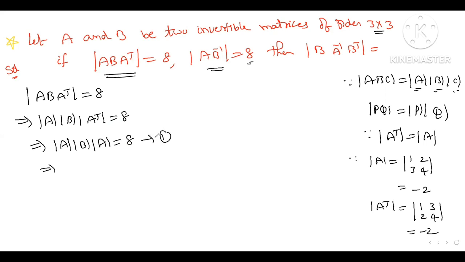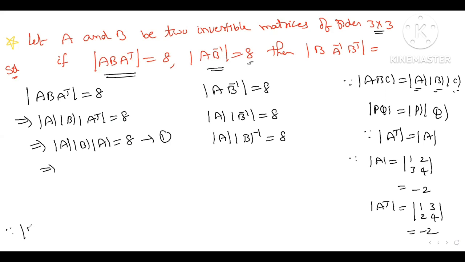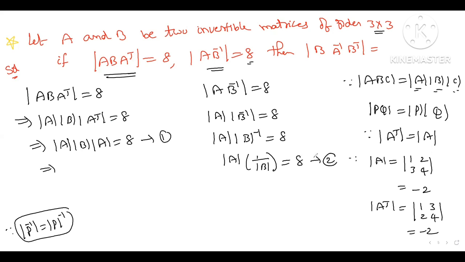Let us take this as equation 1. The second equation, what is given here? Det of A B inverse is equal to 8, which is nothing but det of A into det of B inverse is equal to 8. Det of B inverse is nothing but det B whole inverse. Okay, we have one formula: det of P inverse is equal to det P whole inverse. So det of A into det B inverse. Det B is a constant. Constant power minus 1 is nothing but 1 by the constant. So det A by det B is equal to 8. This is the second equation.